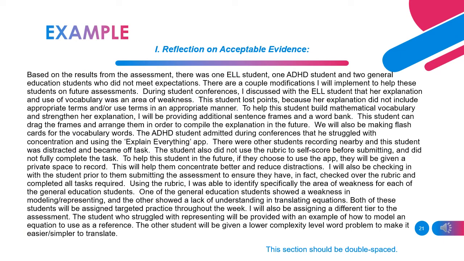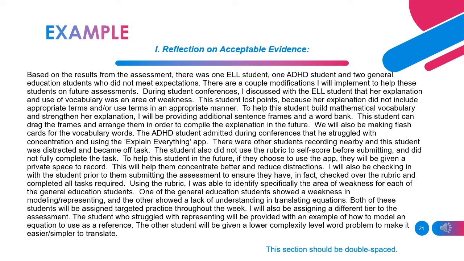This is the example for Section I, Reflection on Acceptable Evidence. Notice, as you did in Stage 1, this student in Stage 2 spoke about the results. Based on the results from the assessment, there was one ELL student, etc., etc. So please do this again. But now you're going to talk about how she performed on the assessment.